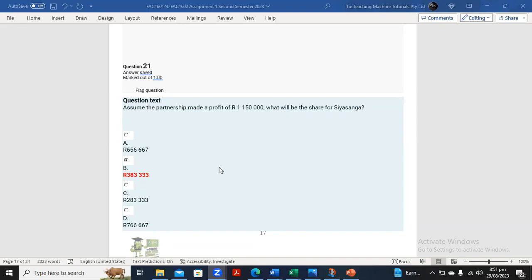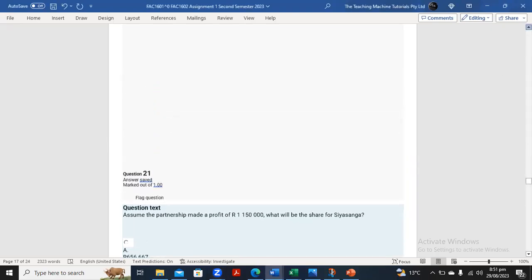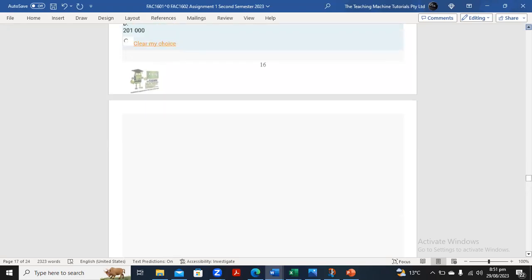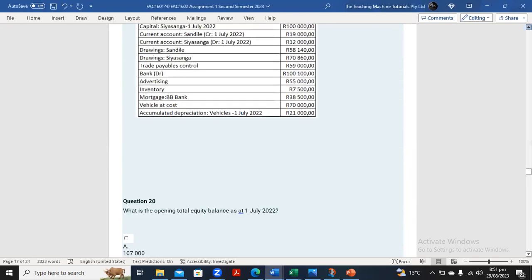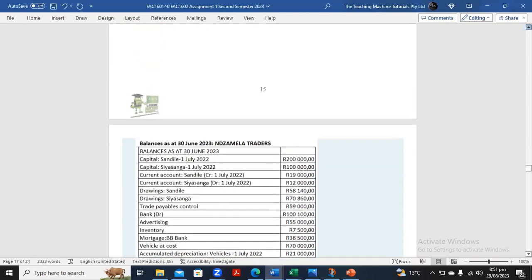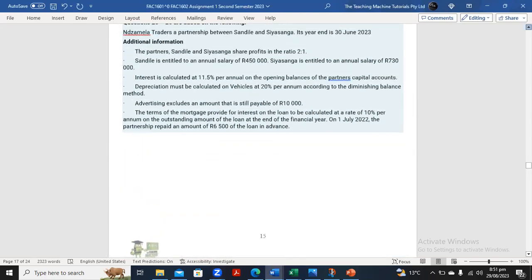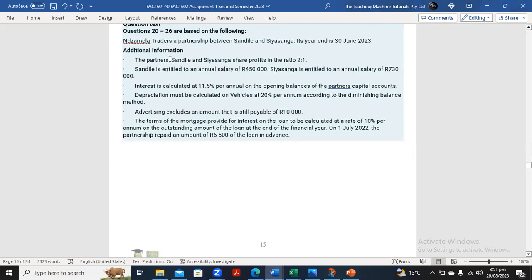Okay, so guys, here you're given a profit of 1,150,000, and they want you to calculate how much will be shared to Sianga. We go back to the information to check the sharing ratio. What is the profit sharing ratio? I think I saw 1:2. Yes, 2:1. Sandile and Sianga share.